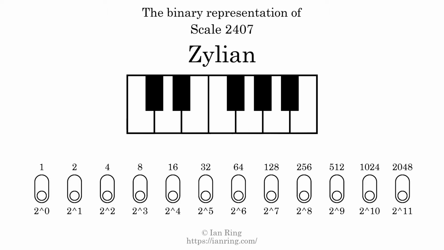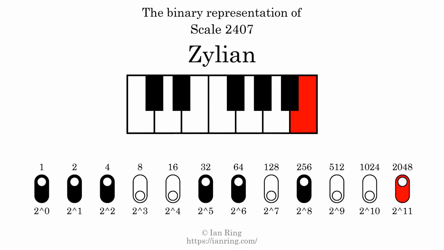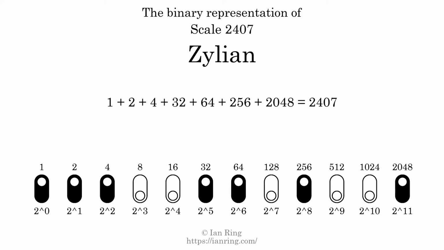The binary representation of this scale is determined by mapping tones of the scale to binary digits. Each binary digit represents a power of 2. To get the scale number, we add the powers of 2 together. The powers of 2 that are present in the scale, all added together, equals 2407. That is why the scale number, in decimal, is 2407.